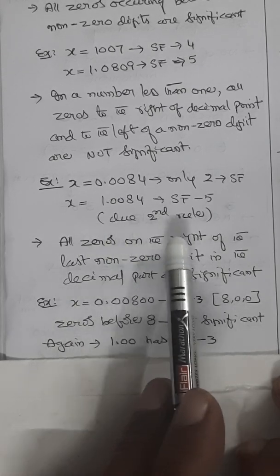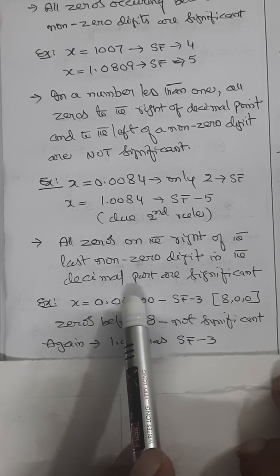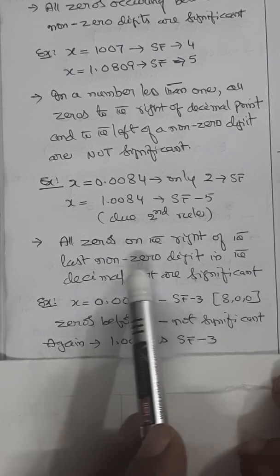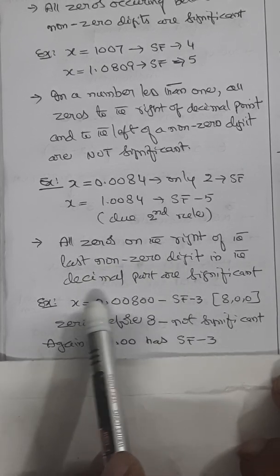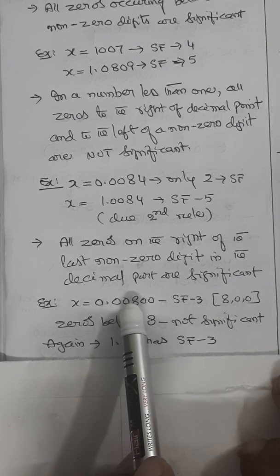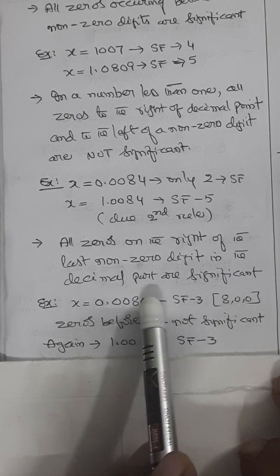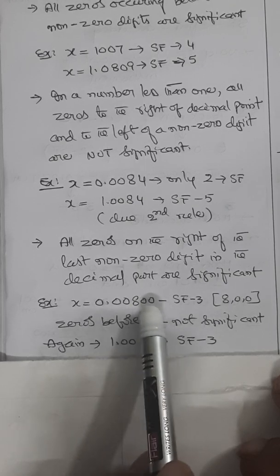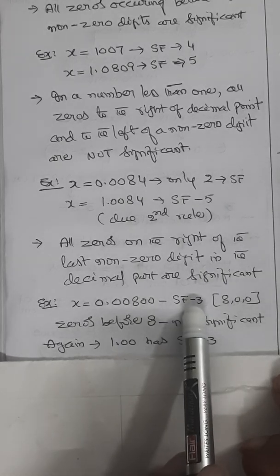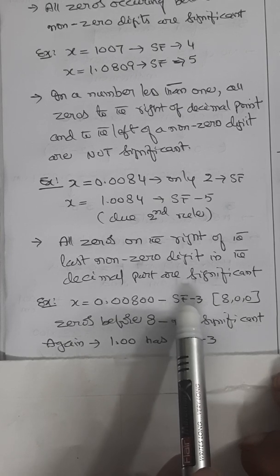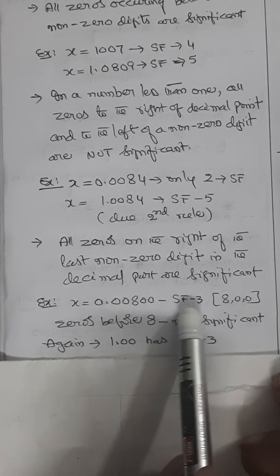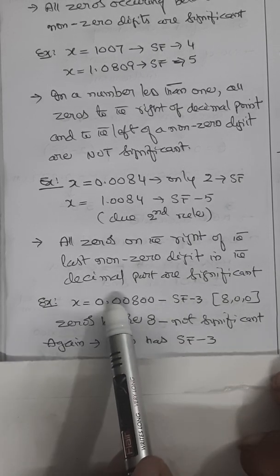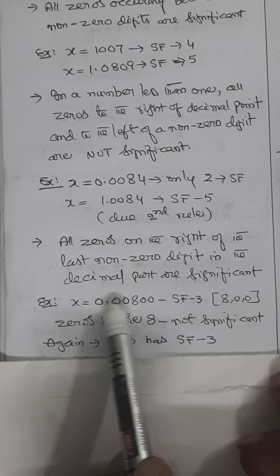Now, all zeros on the right of the last non-zero digit. In this, what is the last non-zero digit? 8. To its right, what are there? These two. These are significant. So you have to take these to be significant. So here, therefore, 3 significant figures, 800 are the 3 significant figures. But the zeros before 8, these are not significant.